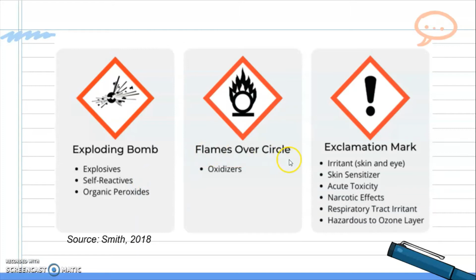Then we have the flames over circle, which means that the substance is an oxidizer. We also have the exclamation mark symbol, which means that it is an irritant, a skin sensitizer, can cause acute toxicity, narcotic effects, and is a respiratory tract irritant. Also, it is hazardous to the ozone layer.